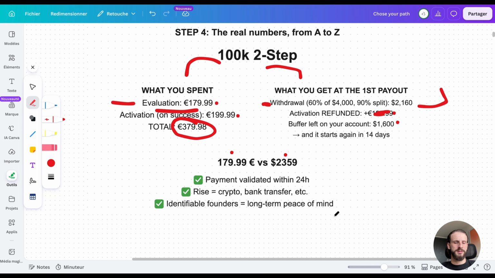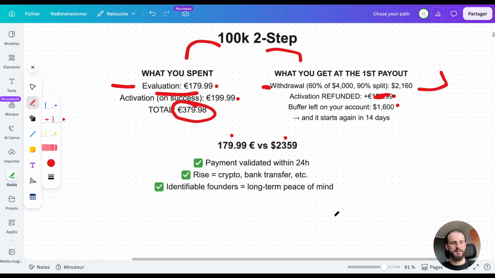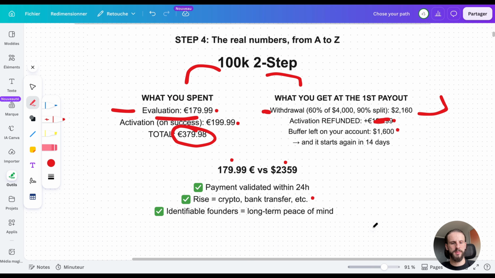And beyond the numbers, keep in mind that your withdrawals are validated within 24 hours, okay? So you're not going to wait around for weeks, of course. You get paid through Rise, you can choose crypto, bank transfer, you have plenty of options. It's very easy. So yeah, that's the full picture with nothing hidden. If you can trade, you will be paid, and that is exactly what Clickfunded was built for.